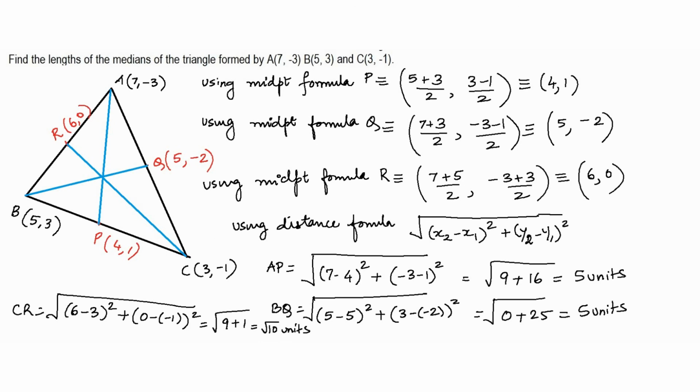Therefore, the three medians, the median AP is going to be 5 units. The median BQ is also going to be 5 units. And the median CR is going to be root 10 units, right? This is how I can find the three different medians of this triangle.